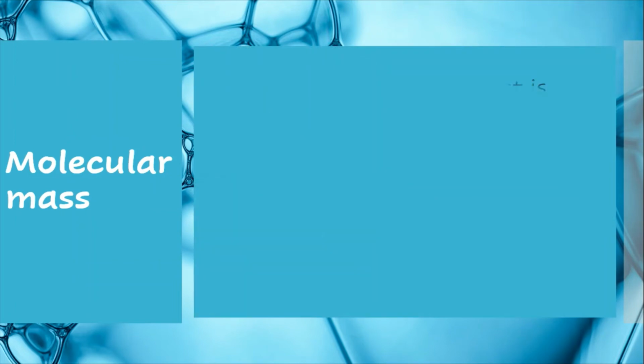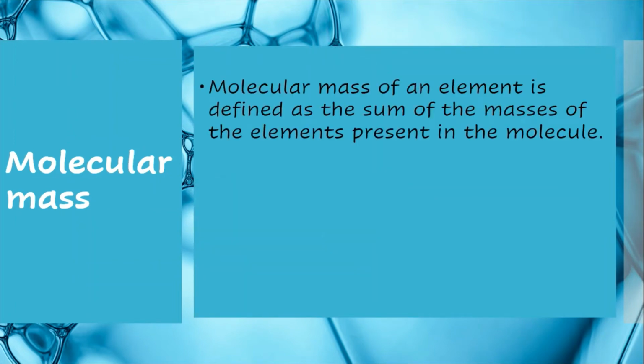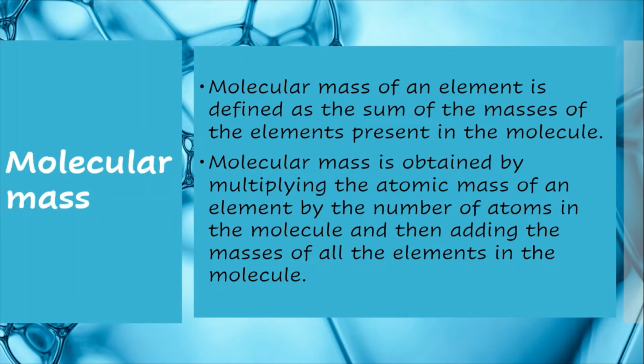Molecular mass. The molecular mass of an element is defined as the sum of the masses of the elements present in the molecule. The molecular mass is obtained by multiplying the atomic mass of an element by the number of atoms in the molecule and then adding the masses of all the elements in the molecule.